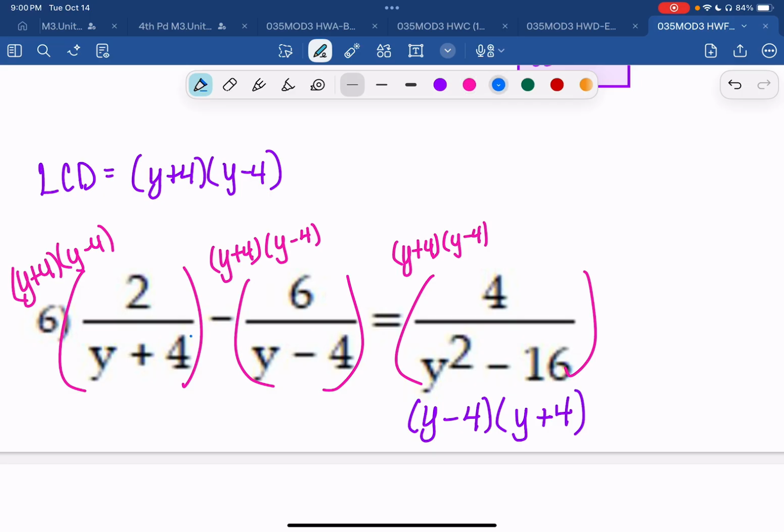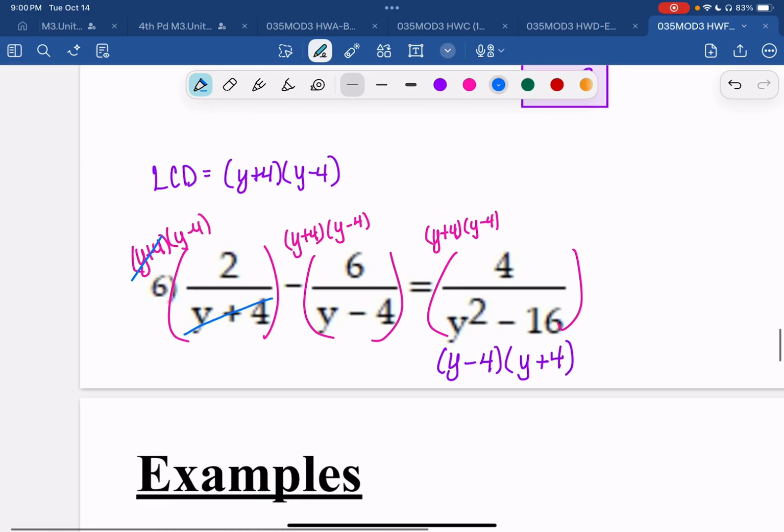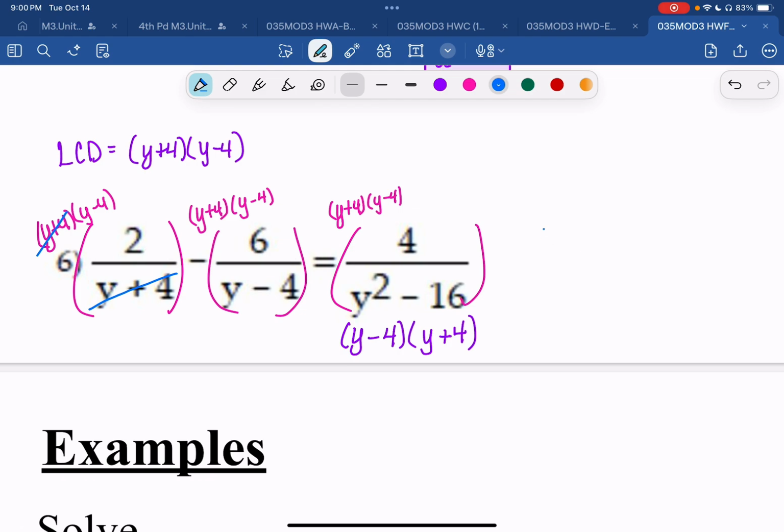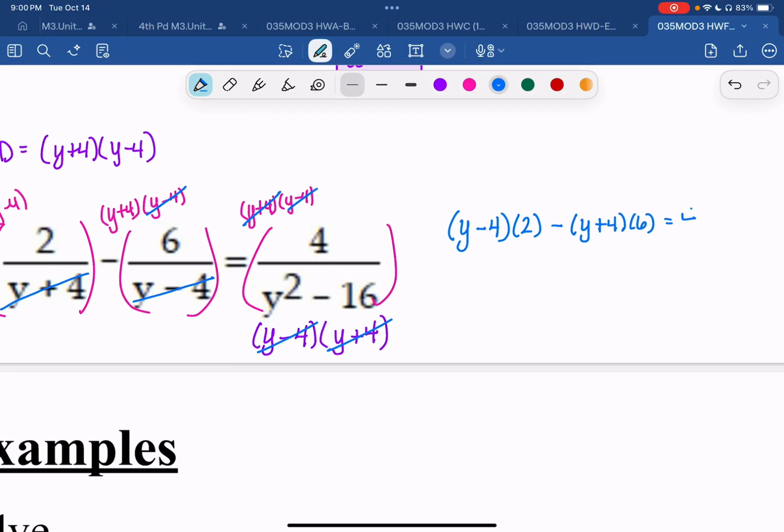So I can cancel y plus 4 with y plus 4. And it's very clear to me that I've got a y minus 4 left, and I've got a 2. Then in this one, I can see the y minus 4 and the y minus 4. So I can see that I've got a minus y plus 4, and I've got a 6. And then here, that cancels, that cancels. So the only thing I've got left here is a 4.